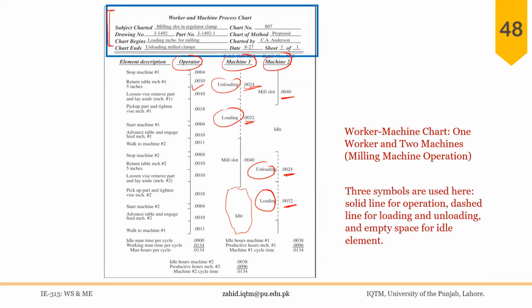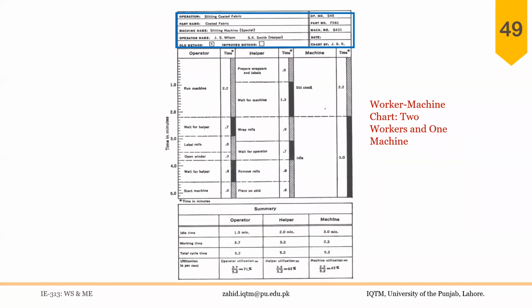So here we had one operator and two machines. And this is a better template and I would recommend you to use this one whenever drawing the charts. So apart from the details in the header, in this case we have one operator, one helper and a machine. And here the running time or activity time is shown as this hashed line or hashed rectangle. Waiting is shown as this filled rectangle.